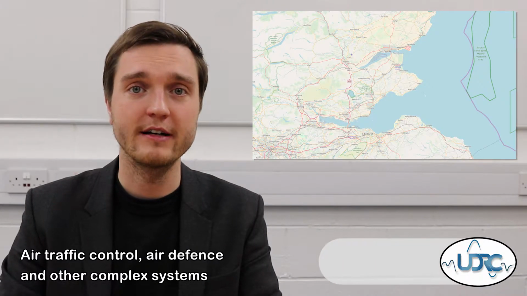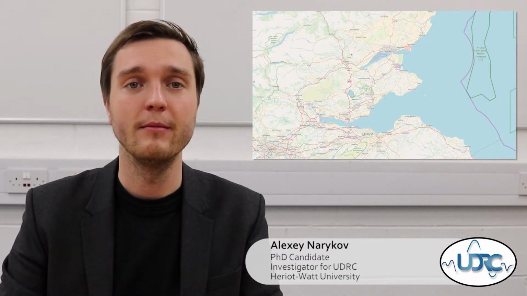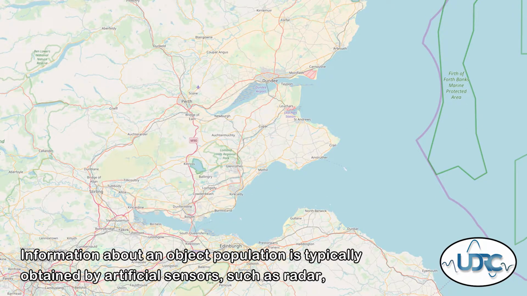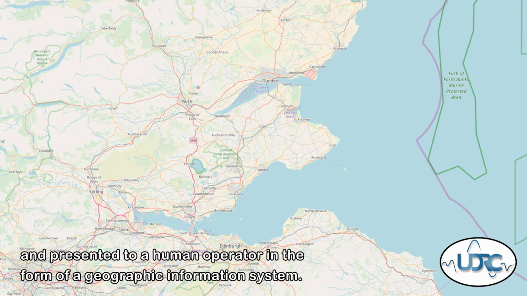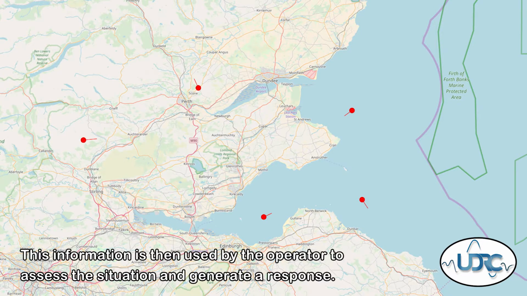Air traffic control, air defense, and other complex systems require generation of response actions based on the information about the objects in the surveillance area. Information about an object population is typically obtained by artificial sensors, such as radar, and presented to a human operator in the form of a geographic information system, including positions of individual objects and their velocities.